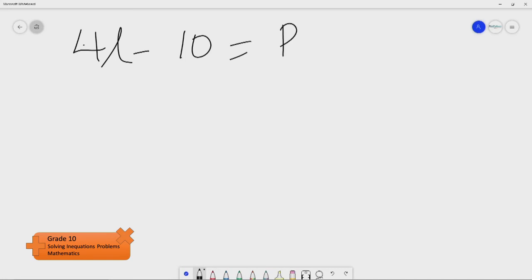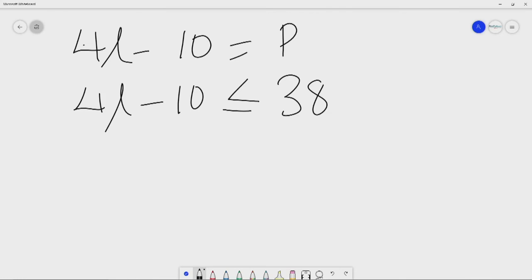But I do not want it to be equal. I want it to be no more than a figure. But I know that figure already. So I can rewrite all of this as an inequality, taking into consideration my information that was given. So now I have 4L minus 10 is less than or equal to 38. And here we have a linear inequation that you can go ahead and solve using the same rules as if you were solving a regular equation.